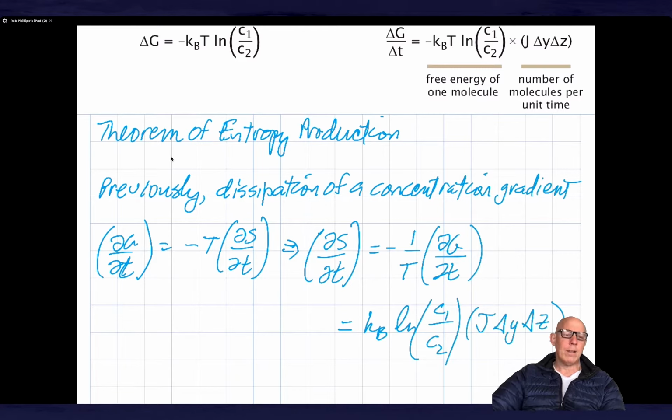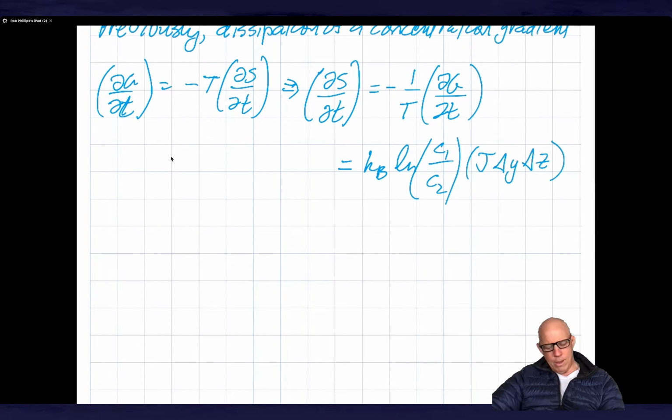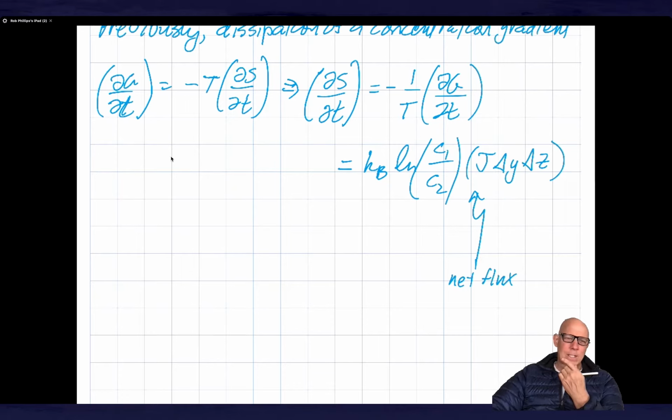We had worked out the entropy production for the motion of the molecules down their gradient, and the observation I want to make is that this was the net flux. That was the total, the net. And what I want to do now is take a detour and write it as the separate contributions due to the left to right flux and the right to left flux.